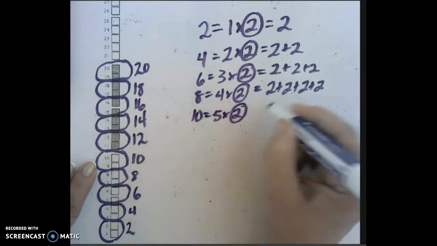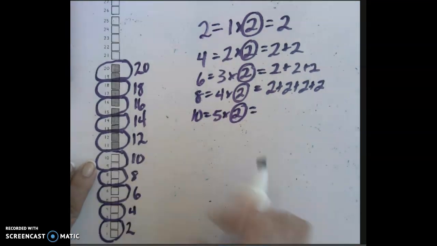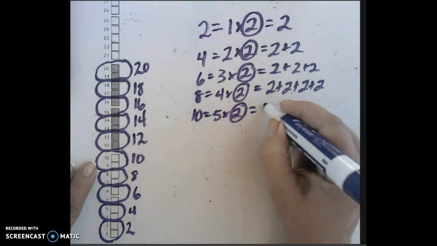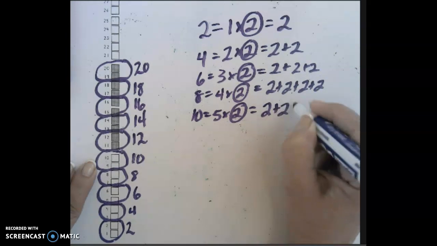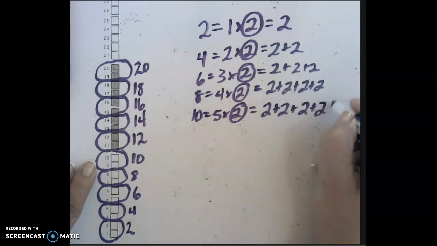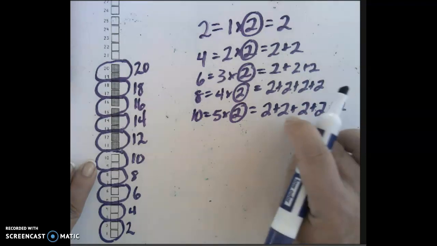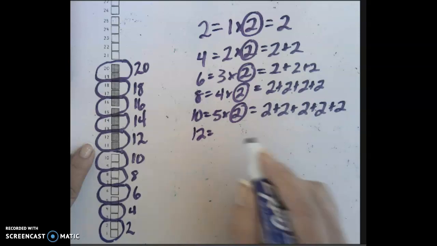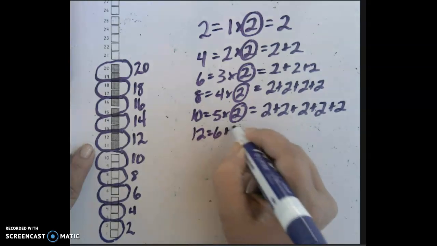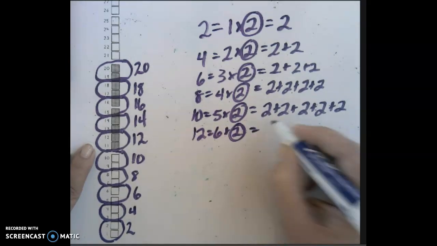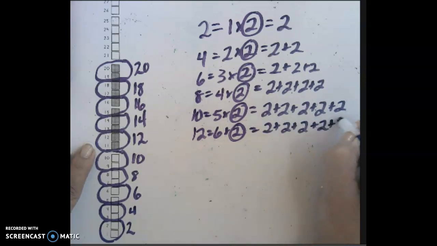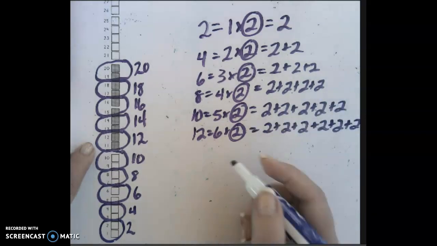I know I'm going fast. Please pause the video if you're needing to catch up. And that's the same as adding 2 five times. So I need to write five 2s. 1, 2, 3, 4, and 5. 2, 4, 6, 8, 10. Next, I've got 12, and that's the same as 6 groups of 2, which is the same as adding 2 six times. 2, 4, 6, 8, 10, 12.